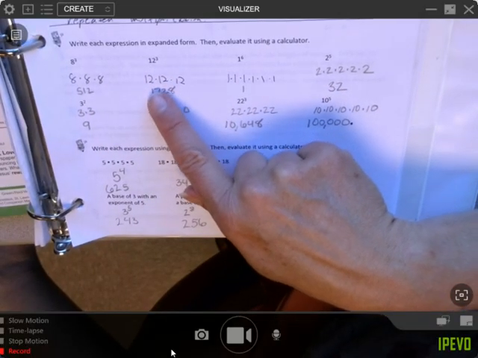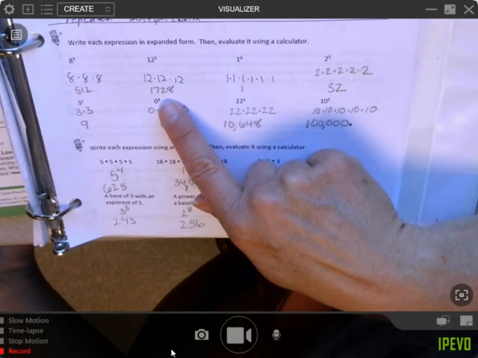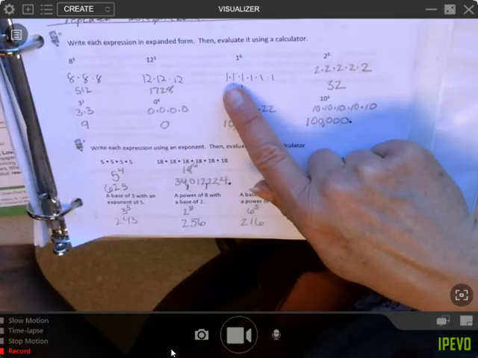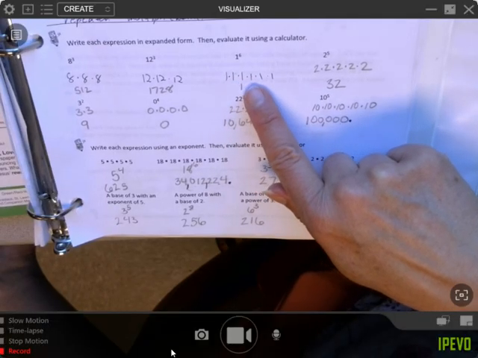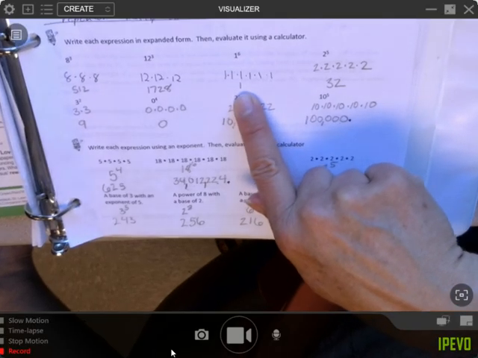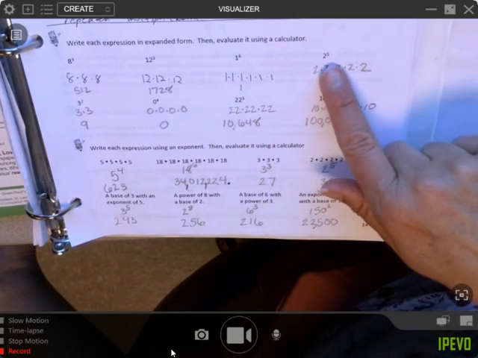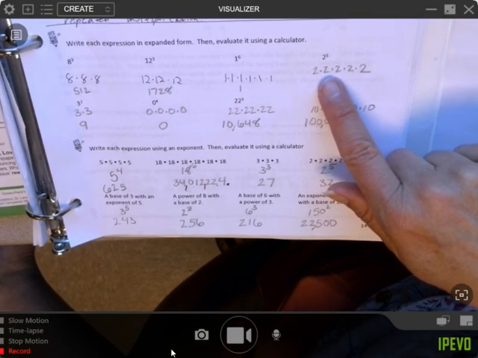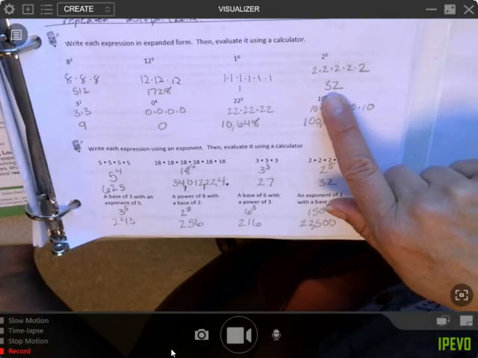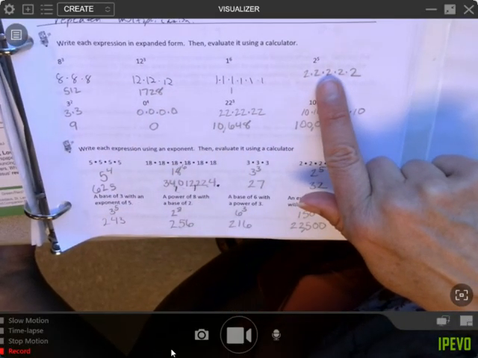12 to the third power is 12 times 12 times 12, which is 1,728. 1 to the sixth power is 1 times 1 times 1 times 1 times 1 times 1. And all of that multiplying still gets us a 1. 2 to the fifth power is 2 times 2 times 2 times 2 times 2, which is 32. Any questions on the top row?